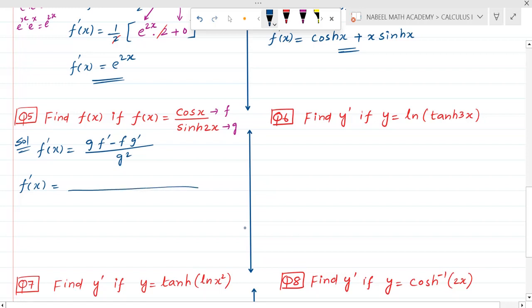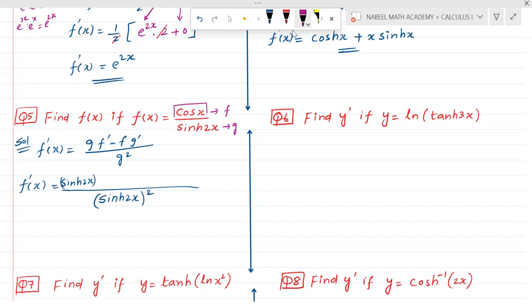g. What is g here? Sine 2hx, sine 2hx whole square, and this is going to be f fixed, cosine x. What is the derivative of cosine? The derivative of cosine is minus sine. Why are we writing minus? Because it is not a hyperbolic function.